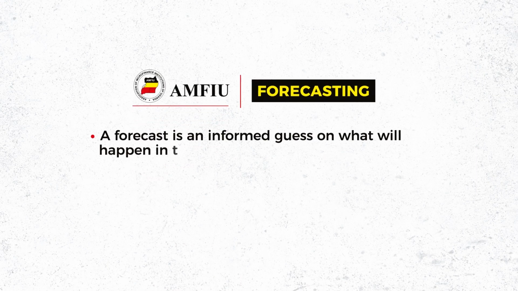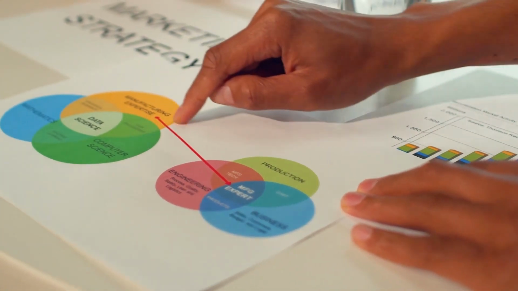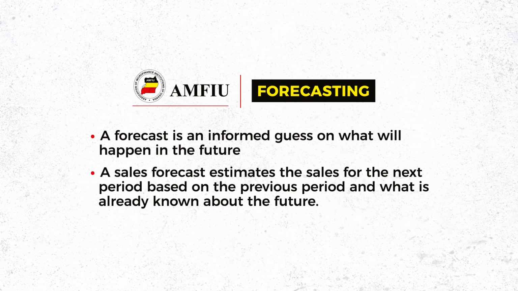A forecast is an informed guess on what will happen in the future. We are calling it an informed guess because it doesn't come from simply guessing, but you base on some information in order for you to do a right forecast. A sales forecast estimates sales for the next period based on what is already known about the future.